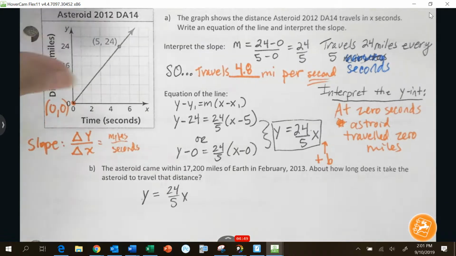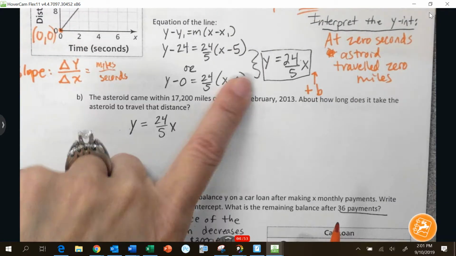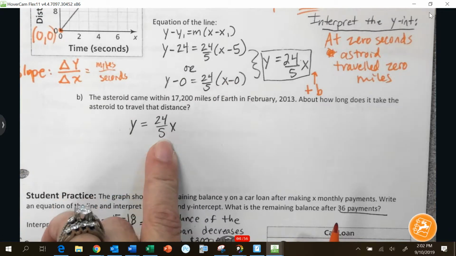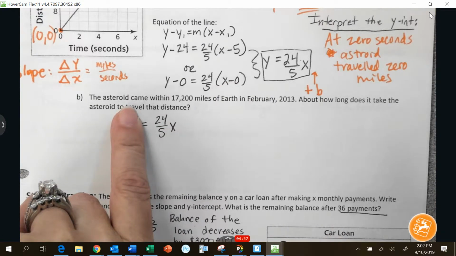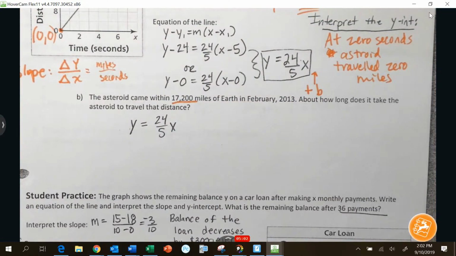And then the last thing would be using the equation that I already found. In 2013, the asteroid was 17,200 miles away from Earth. If the asteroid made a turn and came straight towards the Earth, how long does it take the asteroid to travel that distance? How much warning would you have? So that's divided by 5.